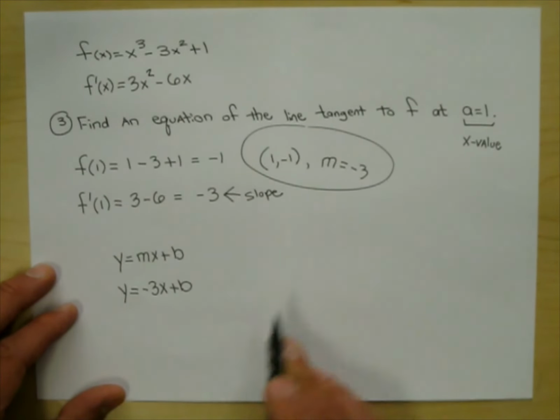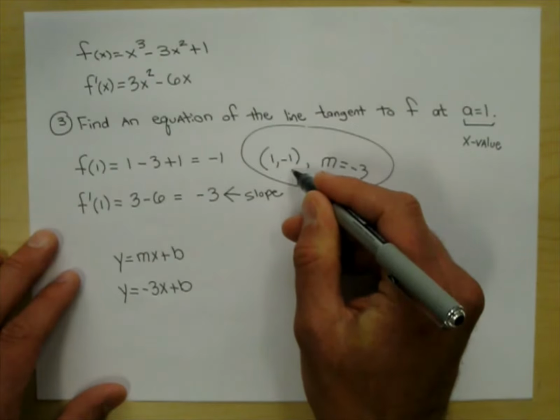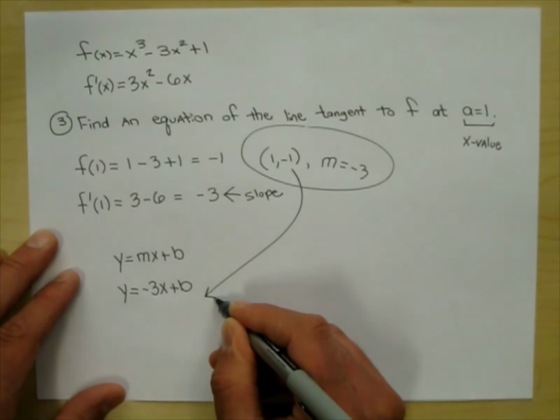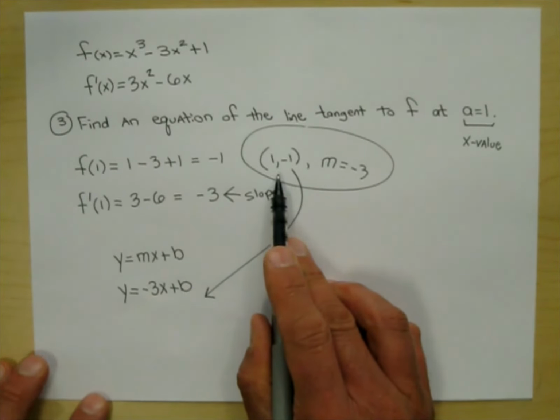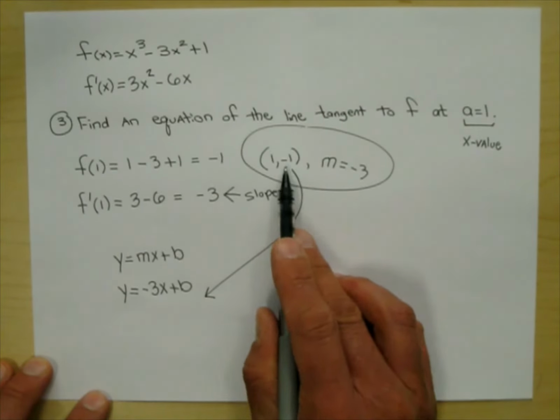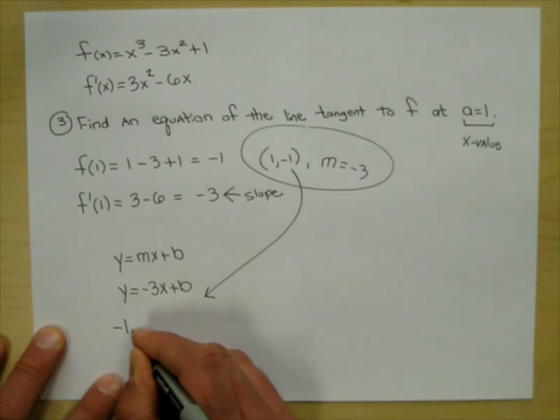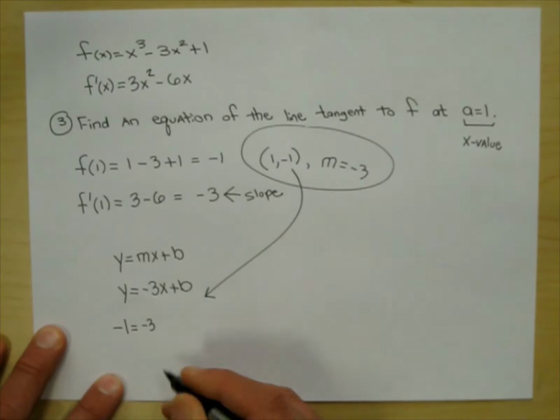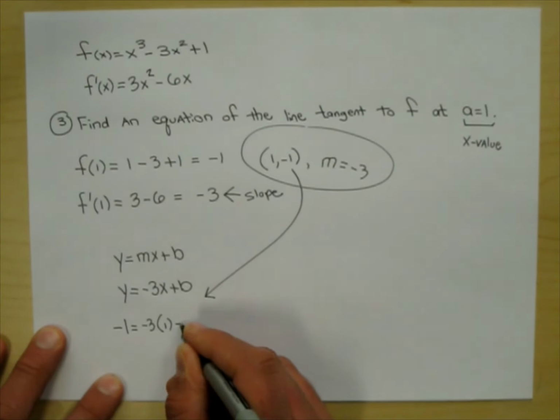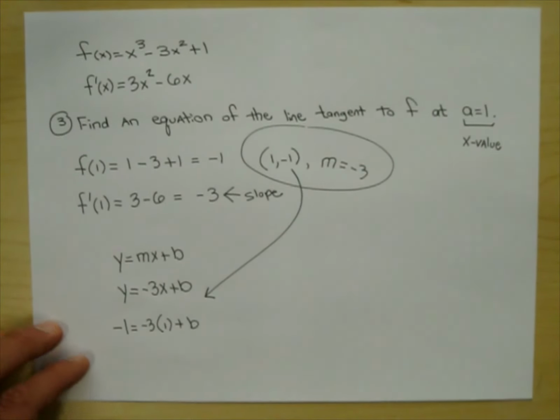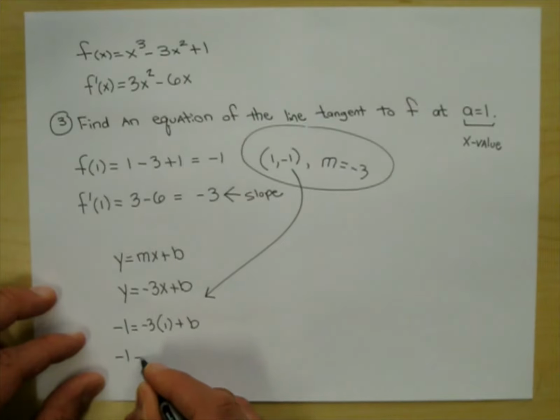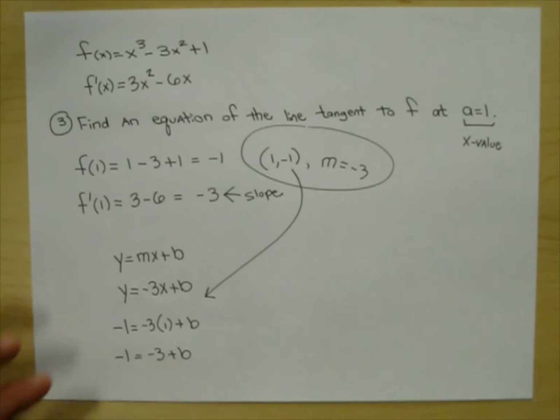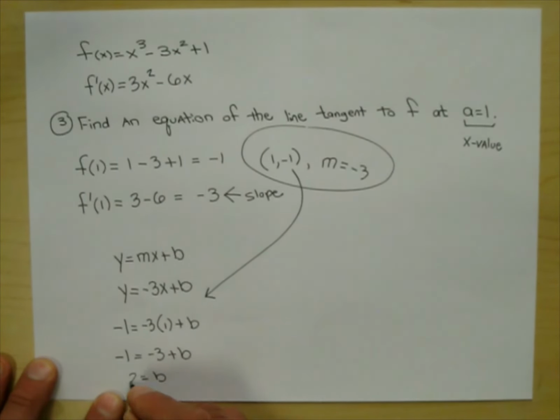Okay, so we got that from that. We're going to plug the point in there. So this is one instance of x and y. So y is -1. This equals -3 times x, which is 1, plus b. So -1 equals -3 plus b. What does b equal? Well, looks like b is going to equal 2.